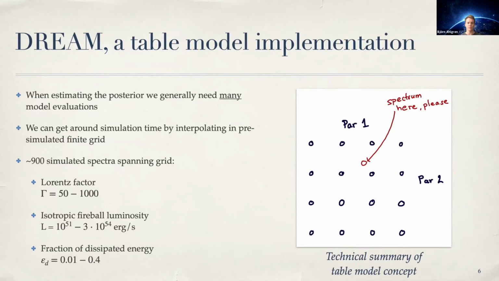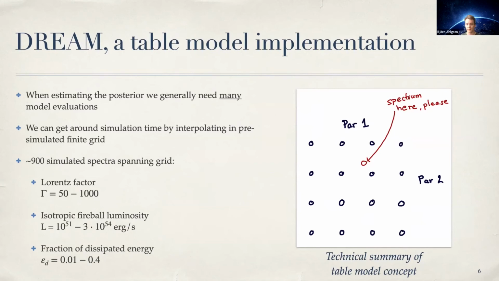One way around this problem is to use something like a table model scheme, where you interpolate in a grid of model spectra, spanned by your parameters of interest. You can then evaluate the model to your heart's content inside the convex hull of your grid at a very low computational cost. This is one way of getting around the large computational cost of these simulation codes. In the work presented here, I've used a model spanning only three dimensions: the bulk Lorentz factor, the isotropic equivalent luminosity, and the fraction of dissipated energy. This limited implementation of this physical scenario, I've called DREAM.